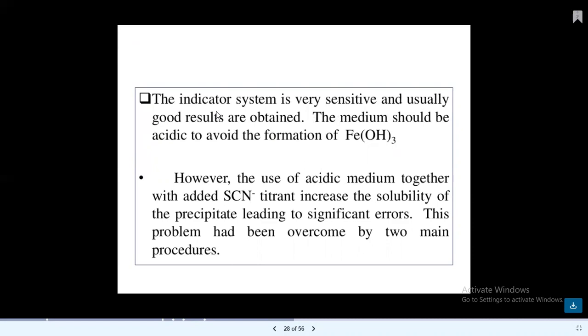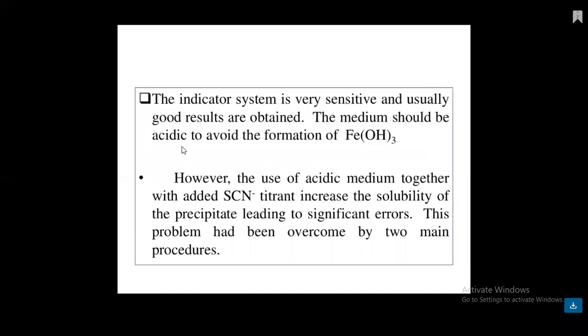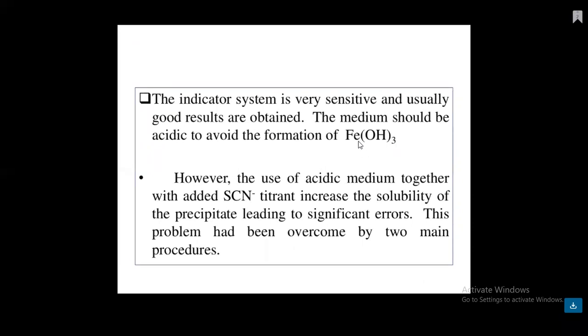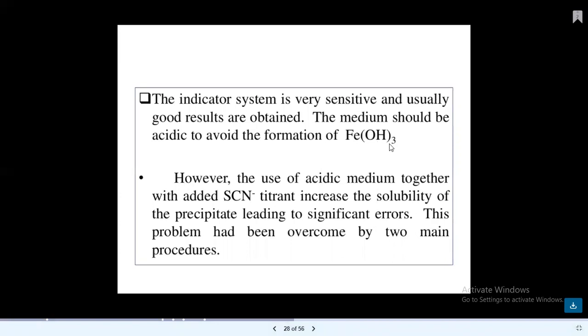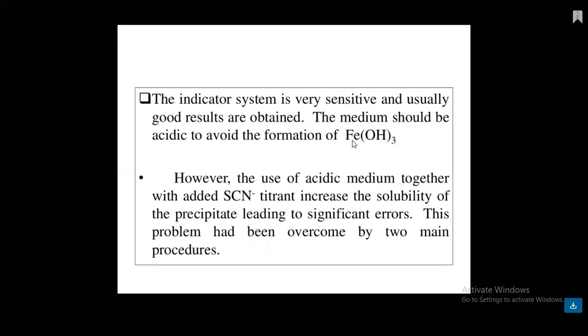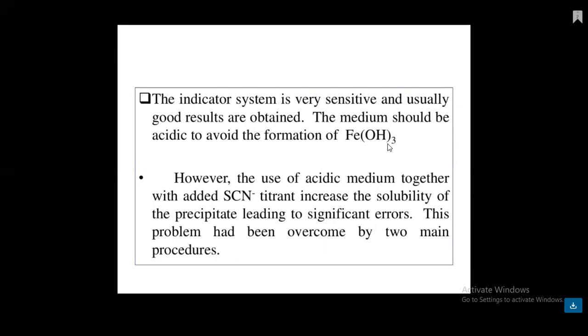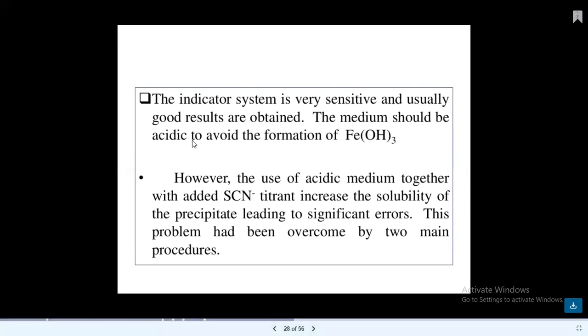The medium should be acidic. In the first, Mohr condition, the medium should be a neutral one. Here, the medium should be an acidic one to avoid the formation of ferric hydroxide. We know that in an alkaline medium, the ferric can readily convert into ferric hydroxide. That means your indicator will precipitate out and is not available to give the end point. Okay, first thing is that we need an acidic one.